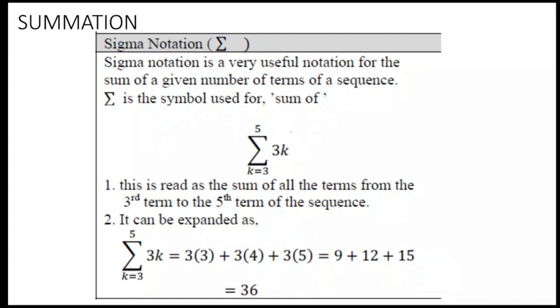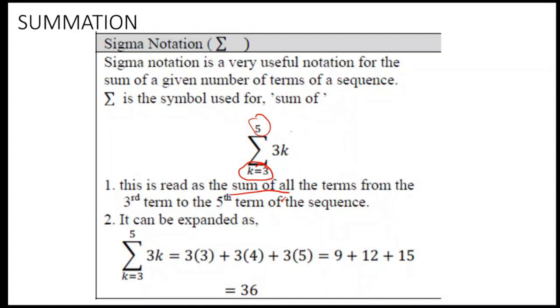Now the way this reads, it is a sum of all terms from the third term. K is equal to 3. This is your starting term, your K is equal to 3, and it ends at the fifth term. So now here is an example of expanding. This is all about substitution.